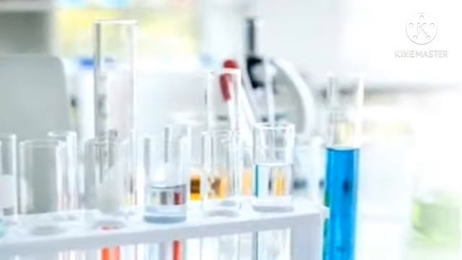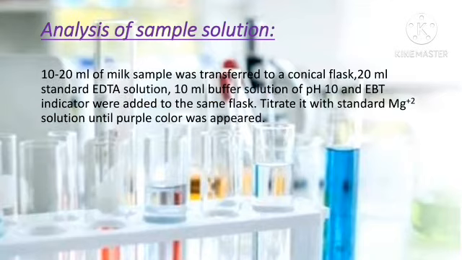The second part of the procedure is analysis of sample solution. 10 to 20 ml of milk sample was transferred to a conical flask. 20 ml standard EDTA solution, 10 ml buffer solution of pH 10 and EBT indicator were added to the same flask. Titrate it with standard magnesium plus 2 solution until purple color appeared.